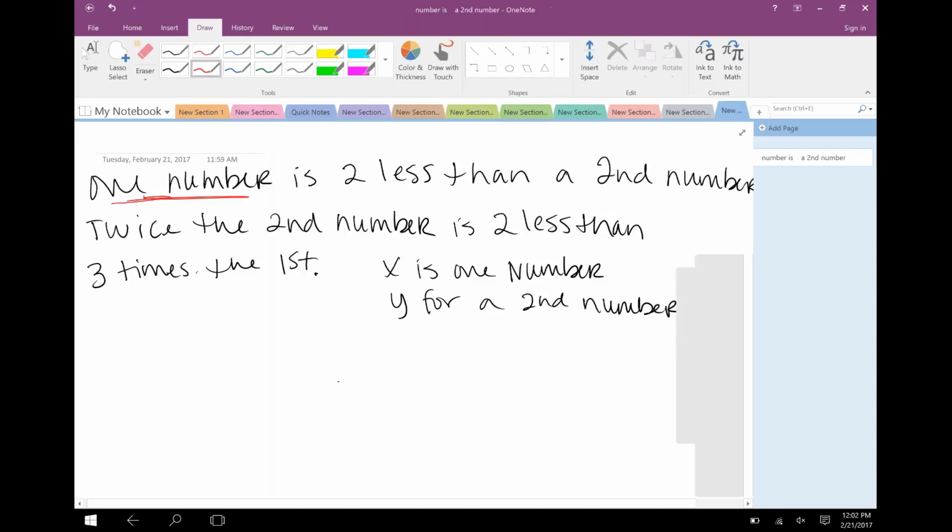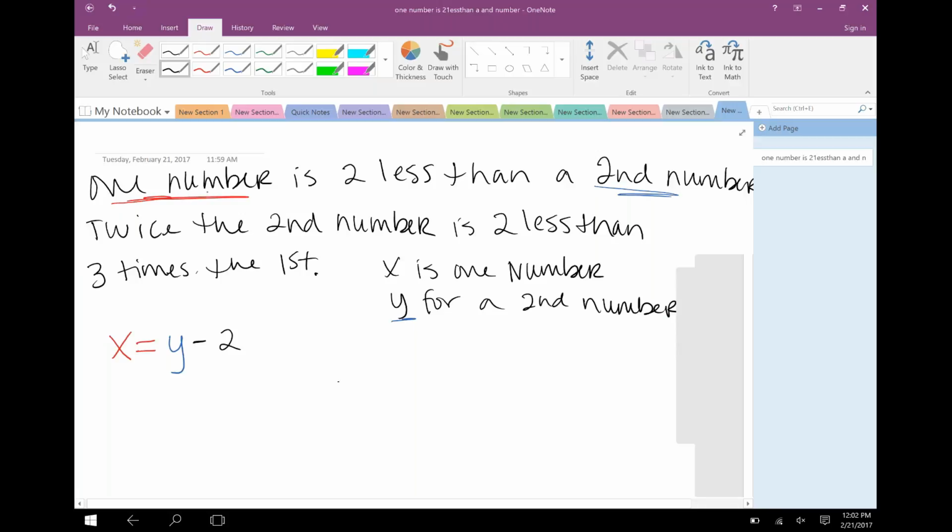Okay, one number is x. X is 2 less than a second number. X is, so that means equal to 2 less than a second number. So that's going to be, the second number is y, so y minus 2. So think about it like this. So one number is 2 less than the second number.